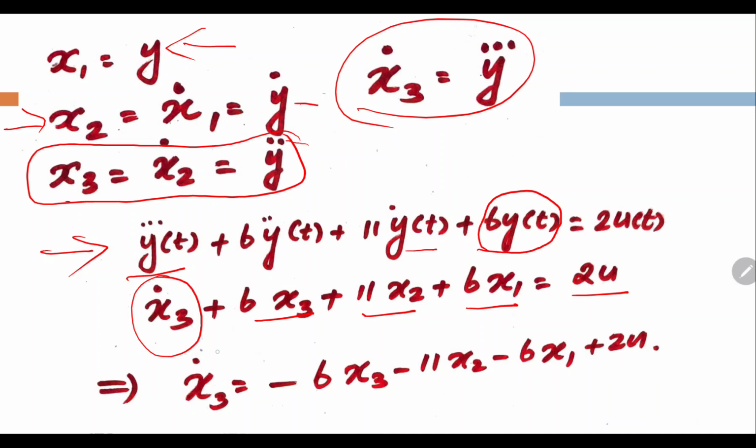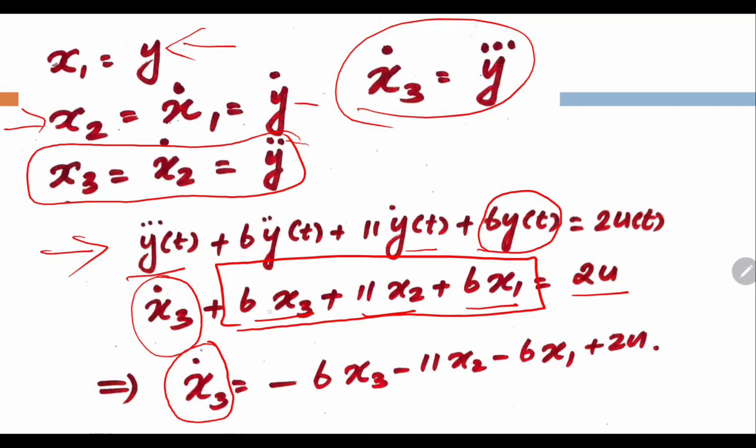Now we need the first order differentiation of the state variable. So I am considering x3 dot on one side and the other terms on the right hand side. I am just moving these to the right hand side. So I'll get x3 dot equal to minus 6x3 minus 11x2 minus 6x1 plus 2u.